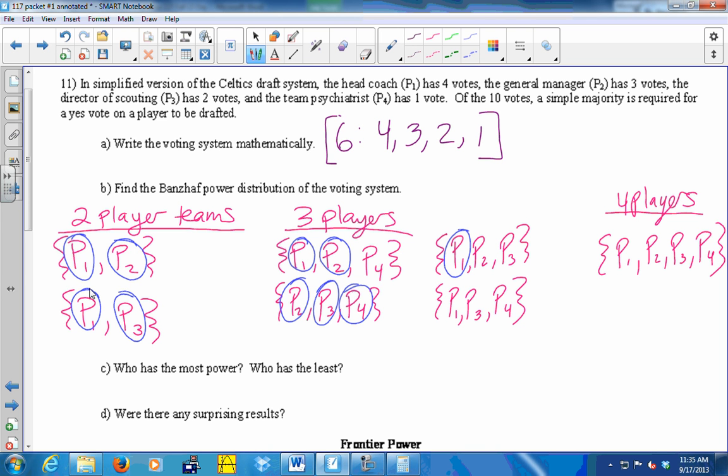We can still win. All right, player 1, player 3, player 4. If player 1 leaves, that leaves players 3 and 4, which only have 3 votes total, so player 1 is critical there. If player 3 leaves, that leaves me with a 4 and a 1, only 5 votes, so not enough, so player 3 is critical. And if player 4 leaves, that leaves me with a 4 and a 2, which is enough, so player 4 is not critical.